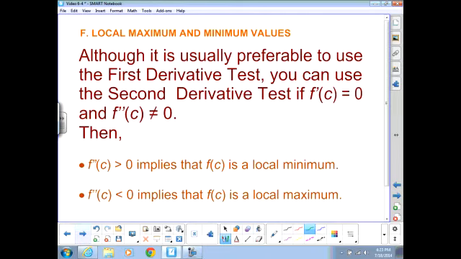Now remember, you could use the second derivative test if you wanted. Anywhere the first derivative is 0, plug those numbers, that same x value, into the second derivative. If it's positive, that means it's concave up and you have a minimum. If it's negative in the second derivative, that means it's concave down and you'd have a maximum. It's usually a little bit trickier to do, so we really don't do it unless it's asked for.